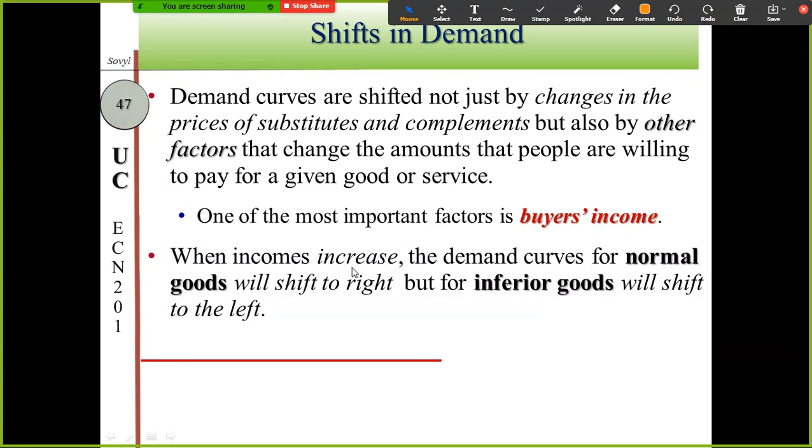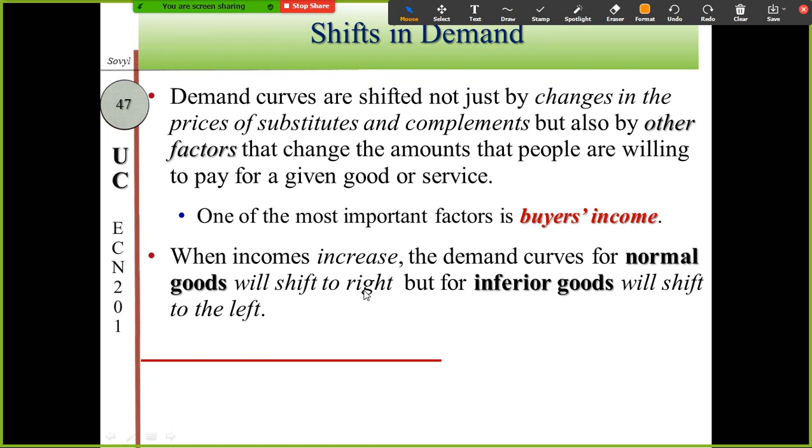When income increases, demand curves for normal goods will move to the right. I just remind you, don't say move up or move down, because move up and move down have different meanings between demand and supply. In order to understand only the same direction, don't say move up or move down for demand and supply. Instead, if you want to say increasing, it doesn't matter whether supply or demand, say increasing or move to the right hand side, which means the curve makes more quantity.